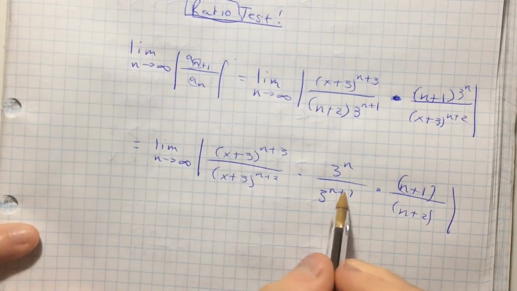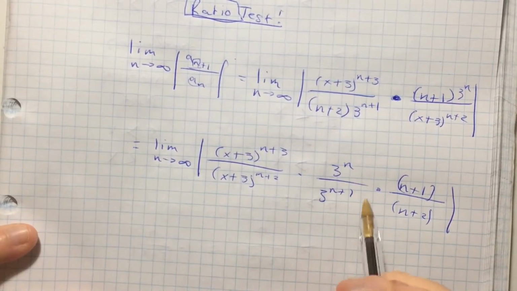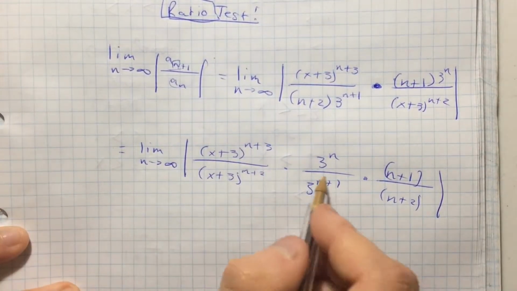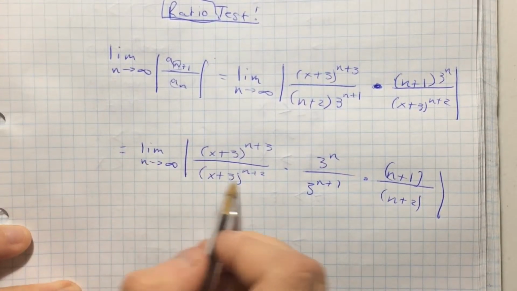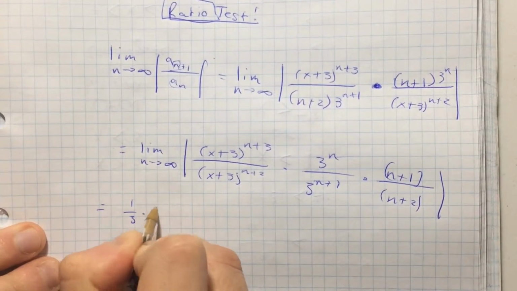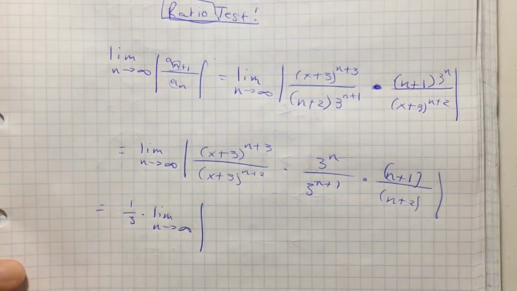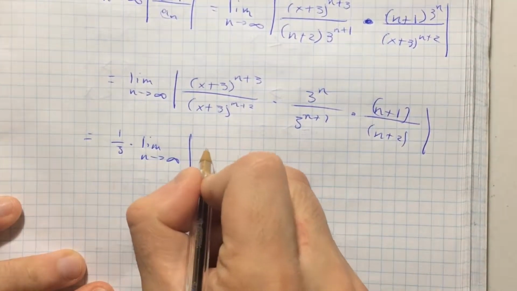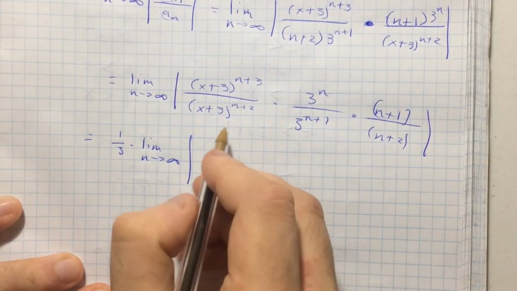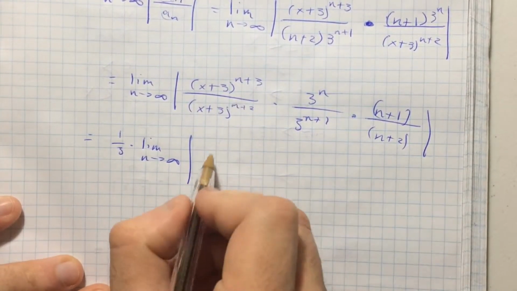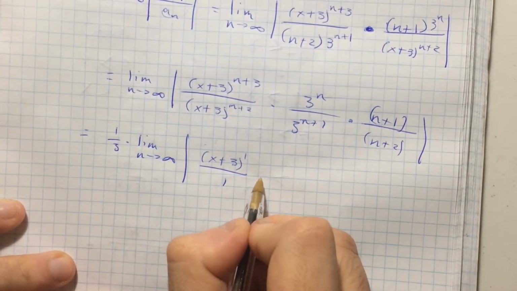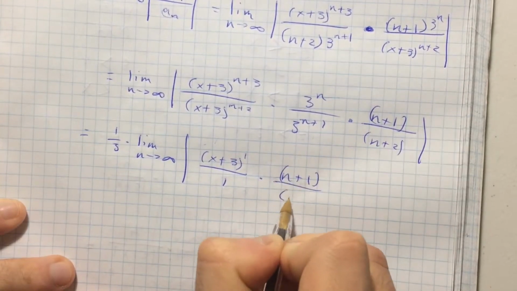If I've got n plus 1 on the bottom and only n on the top, that means I've got one extra 3 on the bottom because the n's cancel out. Because the limit only depends on n, I can take 1/3 outside the front. So this will be 1/3 times the limit as n approaches infinity of the absolute value of (x plus 3) to the n plus 3 over (x plus 3) to the n plus 2. I've got 3 on top and 2 on the bottom, which means (x plus 3) to the first power, times n plus 1 over n plus 2.